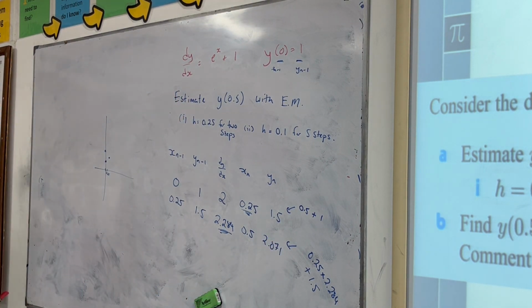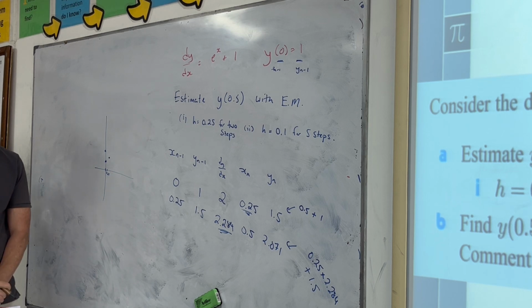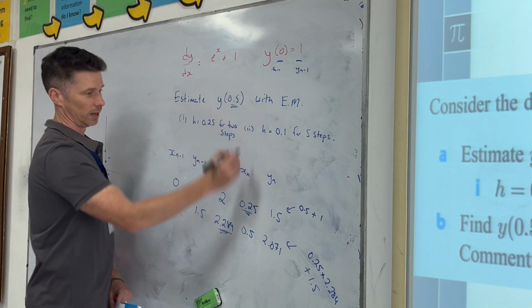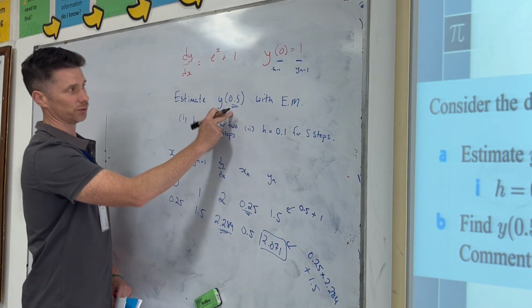Is there a formula for that? It's h times the gradient plus the previous y. Now there's definitely a quicker way to do this on a calculator, which I'm going to show you in a second. Sometimes, more in book questions, I've seen a table you have to fill in. Let's just do one more step. So we've gone up to 0.5, and this is our answer for 0.5.